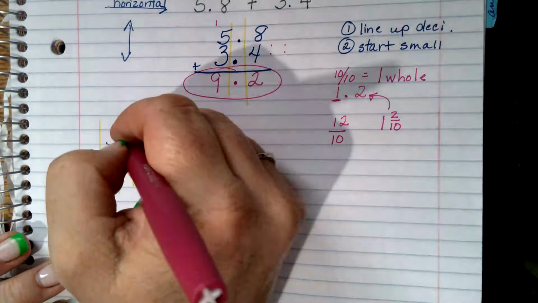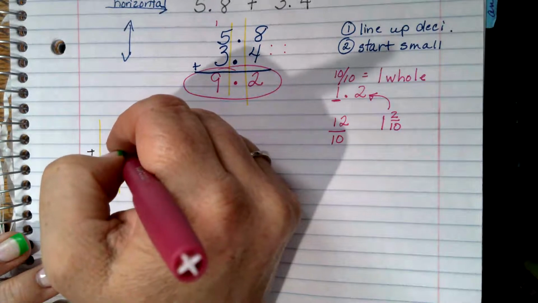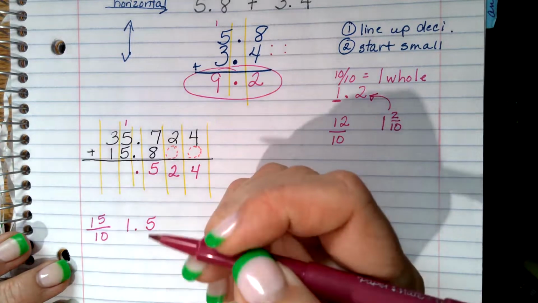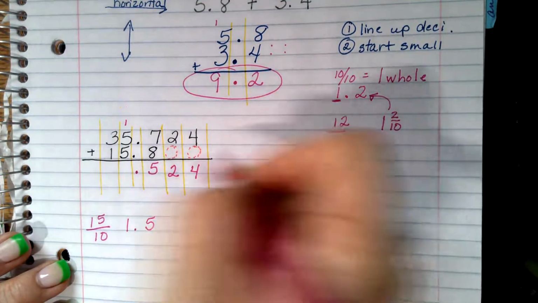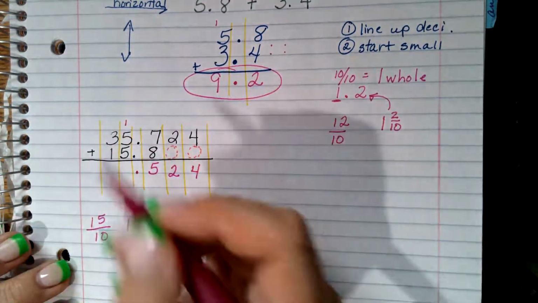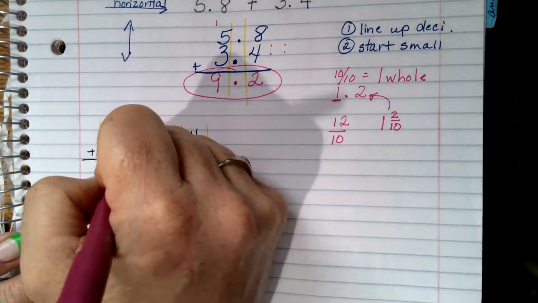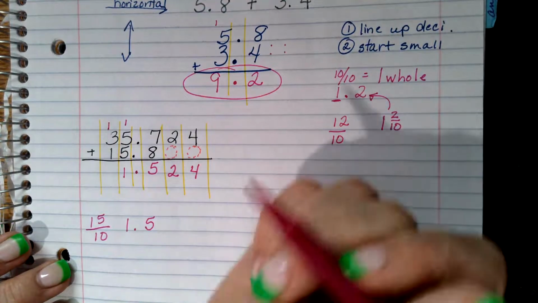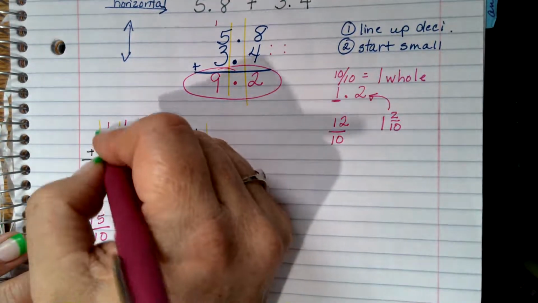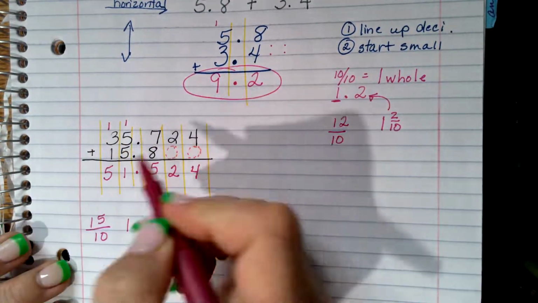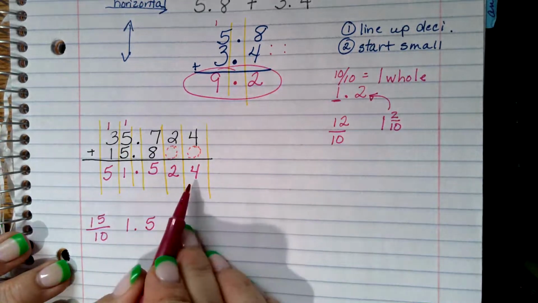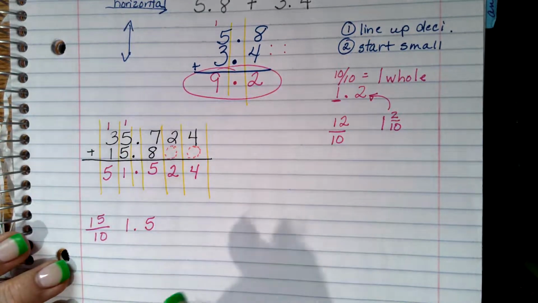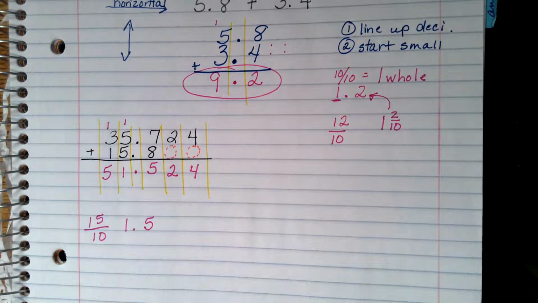Now, if we have 5 plus 5, we know that's 10 ones, and we have 11 ones. If we have 11 of these little ones, we know that we can make a 10. So we would have 1 one, and we would carry the 10 over into the tens column. 3, 4, 5. Our answer would be 51 and 524 thousandths.